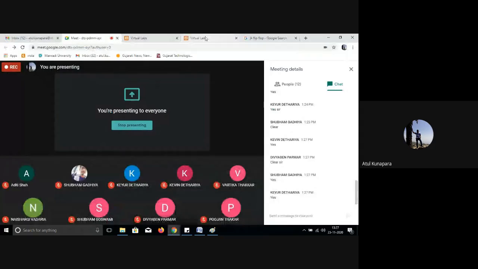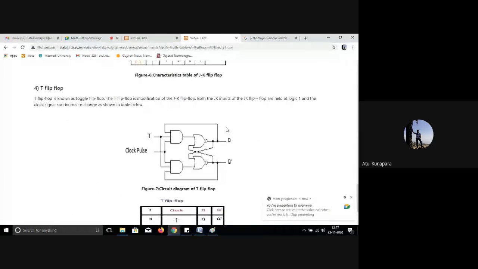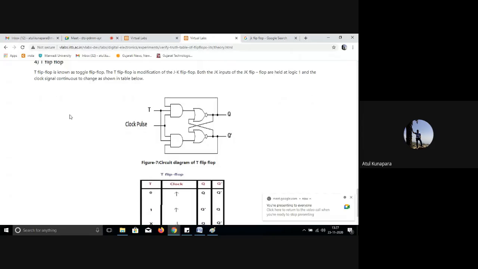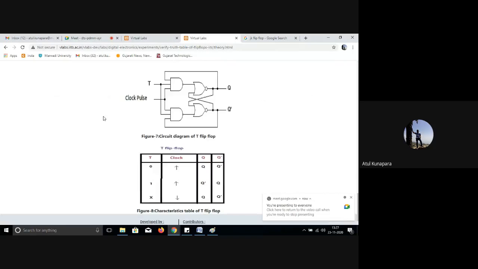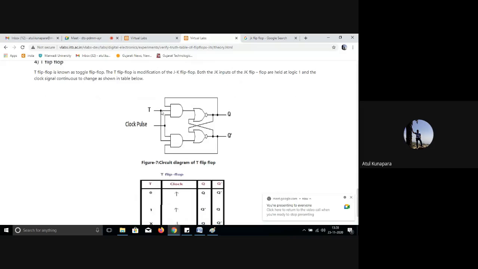Okay. So now after JK flip flop, the next flip flop is T flip flop. T flip flop is the toggle flip flop. T stands for toggle. Toggle is coming from JK flip flop itself. So T flip flop is not a new thing. In the JK flip flop, we have separate J and K inputs. But in toggle flip flop, we combine J and K to make a single input, that is T. And T stands for toggle.